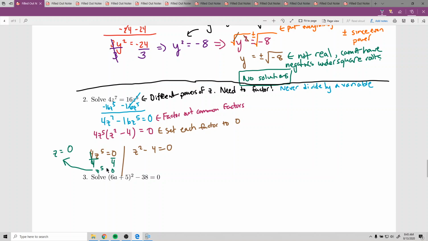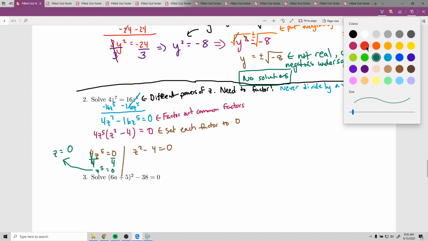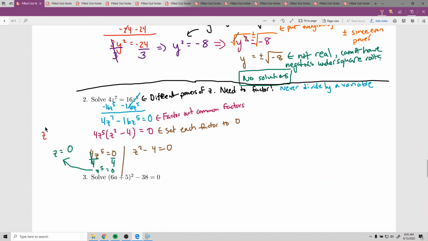All right, so since we have z to the 5th equals 0, that means z equals 0. And z to any positive power means z equals 0. And of course, that goes for any letter. Z is just a variable. Now the one on the right, instead of factoring this, we can do it like the previous one. We can get the z squared by itself by adding 4 to each side. So we got z squared equals 4.